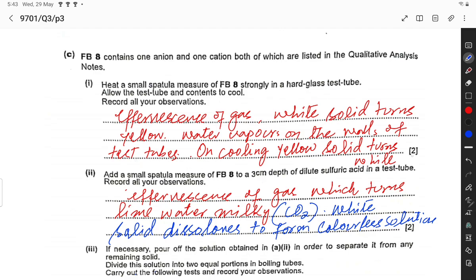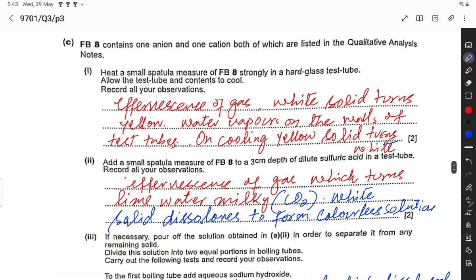On cooling, the yellow solid turns white. So the observations are effervescence of gas, white solid turns yellow, water vapor on the walls of the test tube, and on cooling the yellow solid turns white.